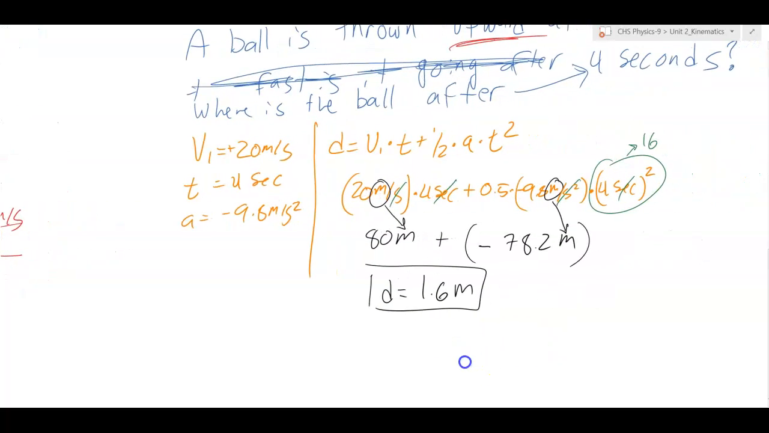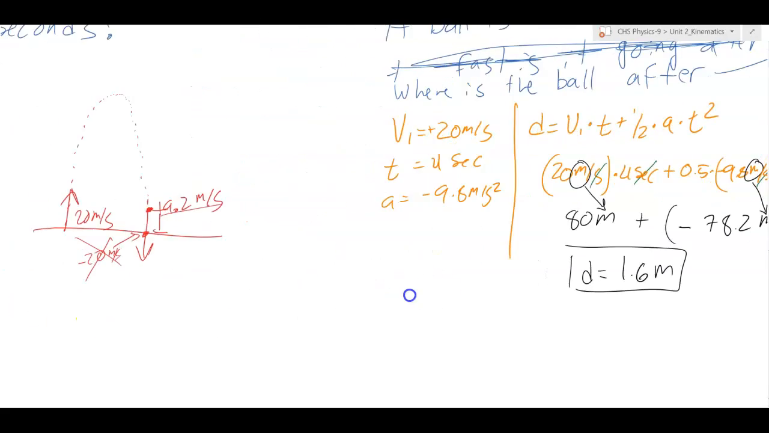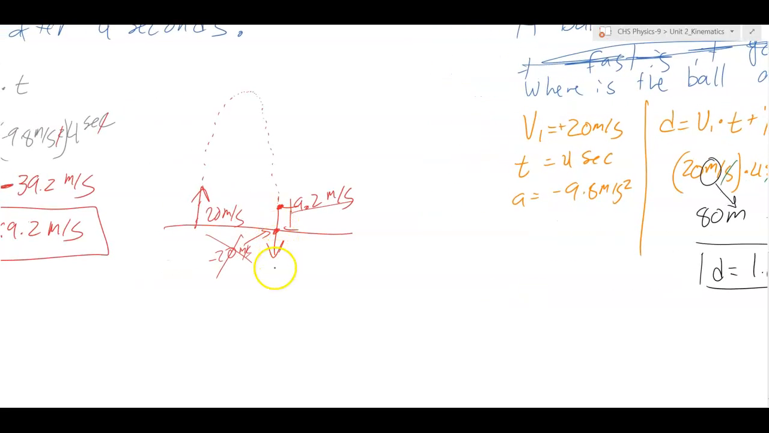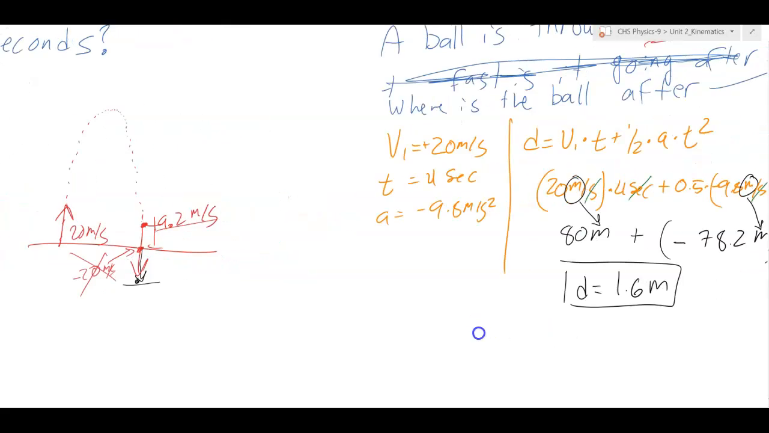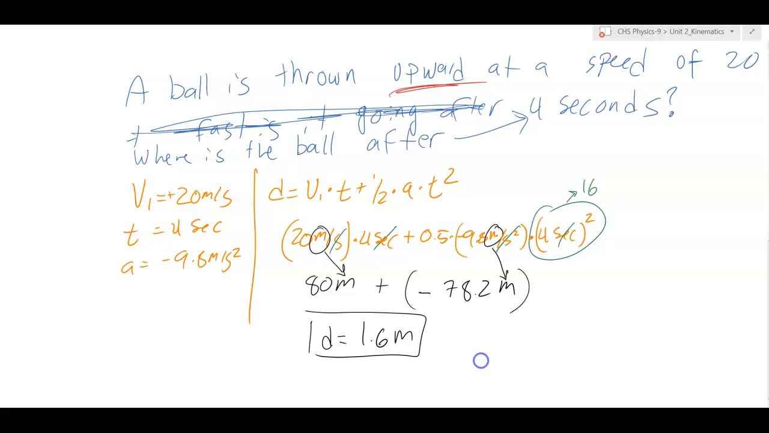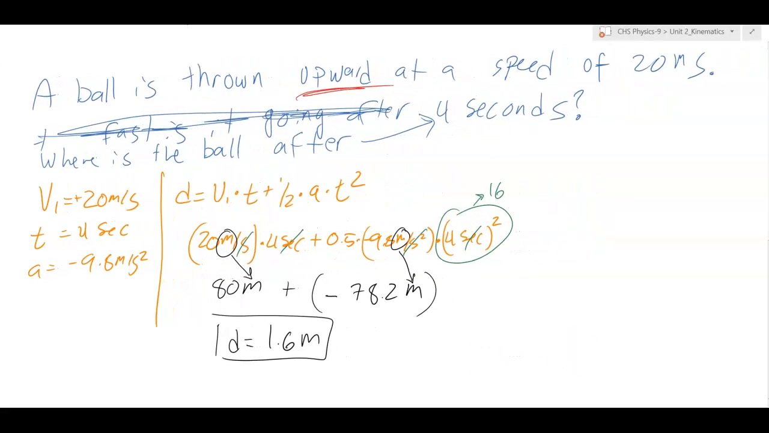Now, here's the interesting thing. If I ended up with negative, that's not the actual answer, but if I ended up with that negative there, what that would mean is that I would be somewhere down here. It somehow went through the ground and I ended up here at the end, but that's not what we got, because that wouldn't make sense.